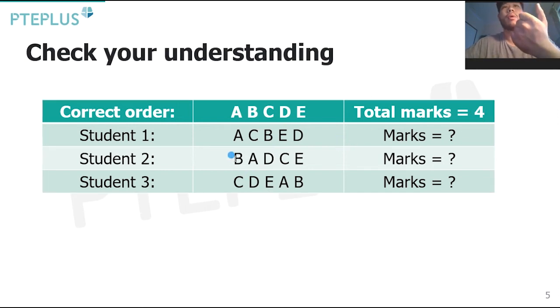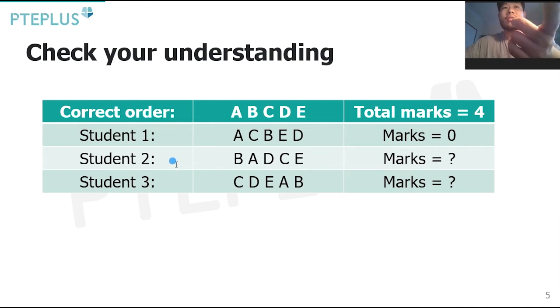Let's have a look at student 1. Student 1 has A to C. Is that a pair? No. Even if A is in the correct order, it should be at the start. Because there is no pairs here, you don't get a mark. C to B. Is that a correct pair? We've got BC here. Because they're not paired in the correct order, you don't get a mark for this. So no marks. B to E. Is that a pair? No. E to D. Is that a correct pair? Once again, no. So as a result, this student has 0 marks.